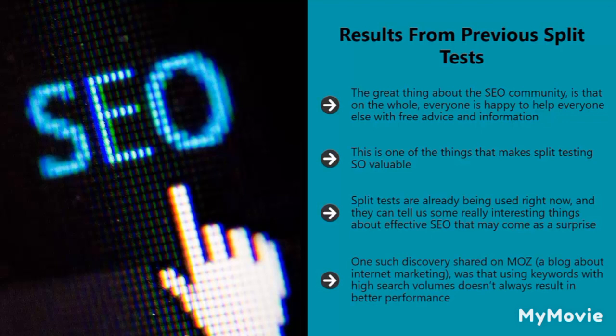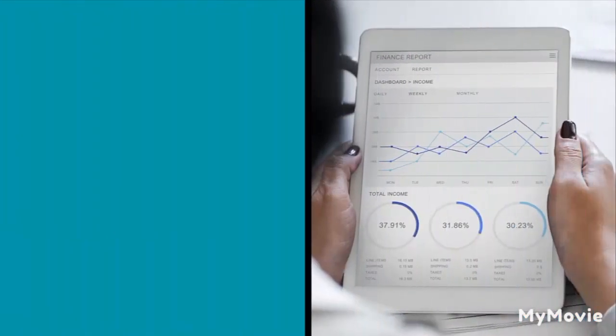One such discovery shared on MOZ, a blog about internet marketing, was that using keywords with high search volumes doesn't always result in better performance. Will Critchlow tried inserting more popular key phrases into the meta tags and content of existing pages, and found that in many cases those pages saw a drop in organic traffic of as much as 20%.